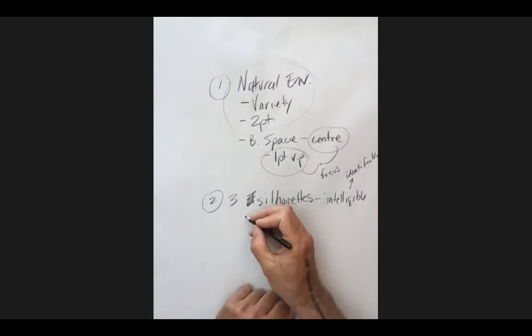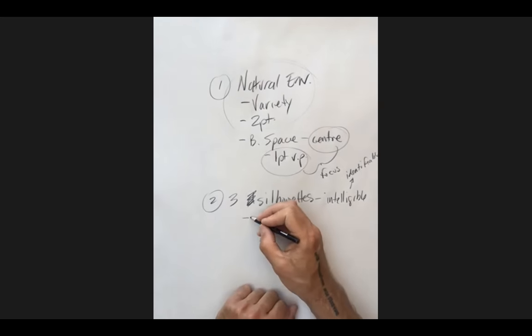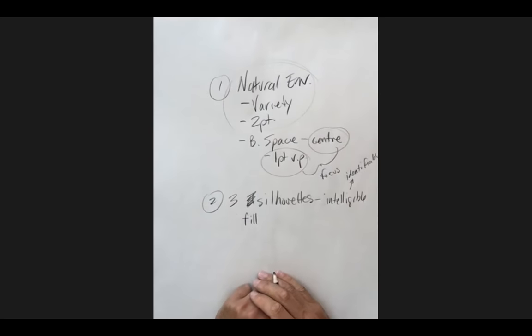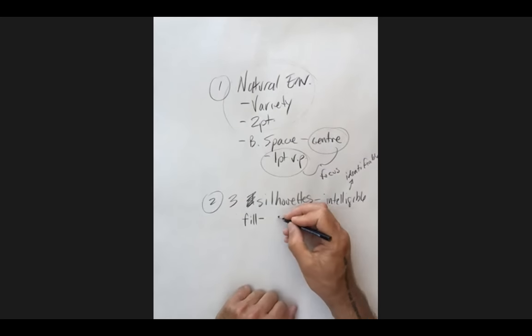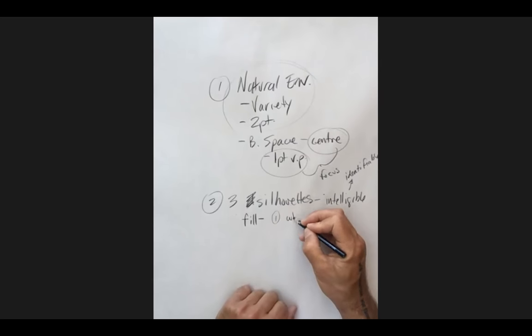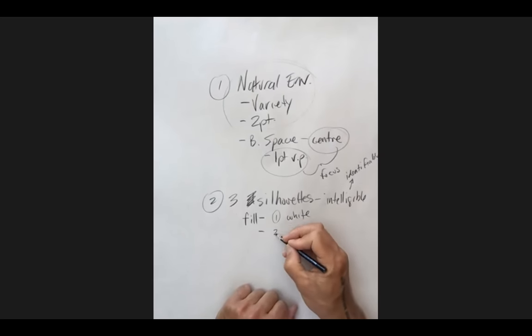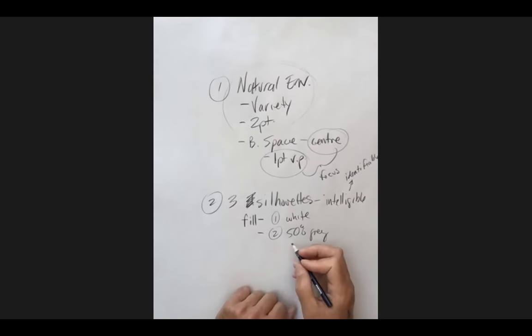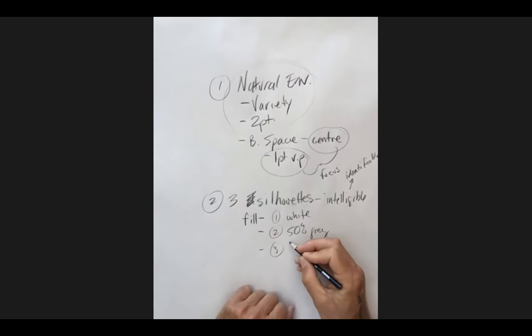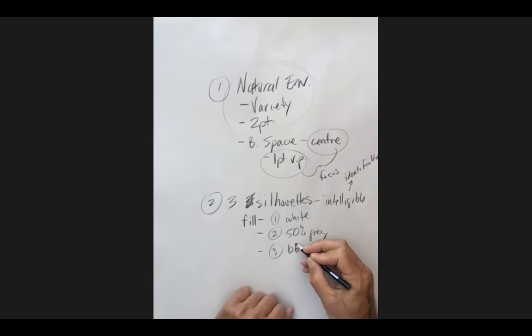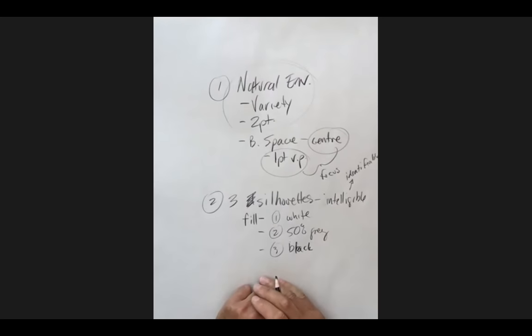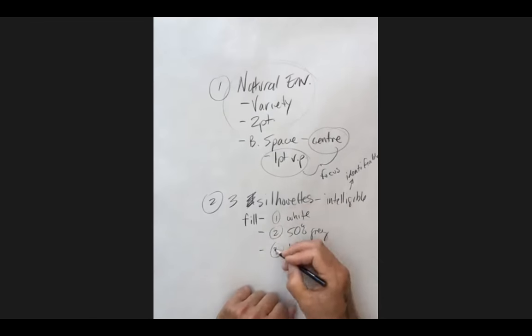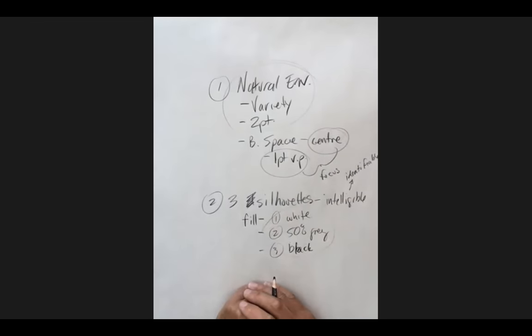Okay, so in the service of doing that, you're going to fill each silhouette a different color. One of them, you're going to fill white. One, you're going to fill 50% gray. And three, you're going to fill black. Okay, so this will be a nice transition into us dealing with value next class as well.